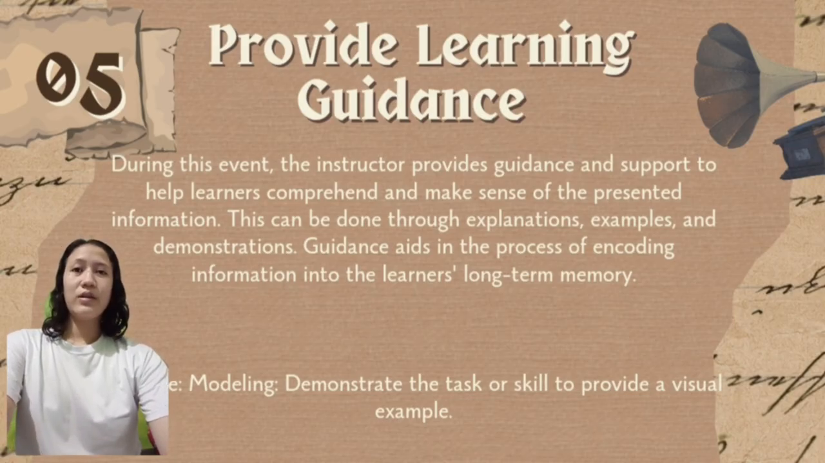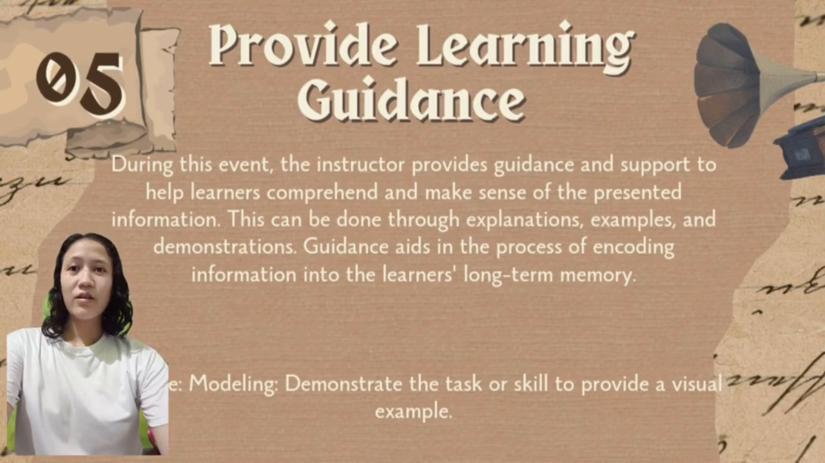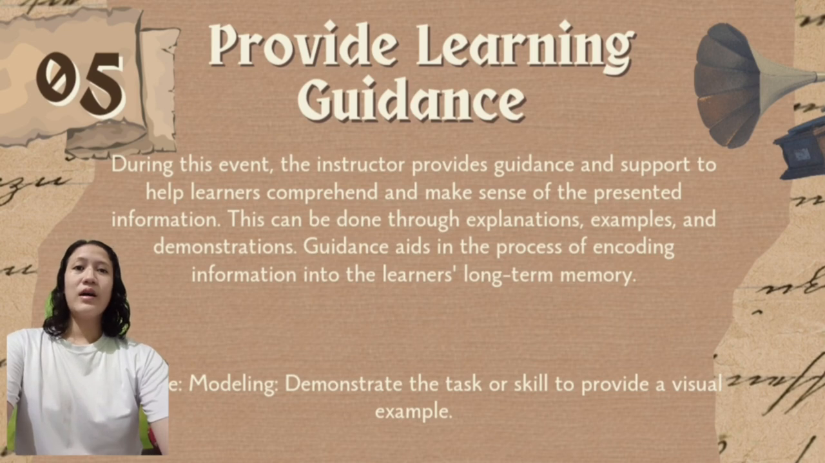Modeling, a visual demonstration, is a powerful instructional strategy where a teacher or instructor demonstrates a task or skill to provide a visual example. This hands-on approach helps learners understand the process, identify key steps, and apply the learned skills independently. For example, teaching basic basketball skills like how to dribble or how to properly grip. Teach players to use their fingertips, not their palm, to control the ball.